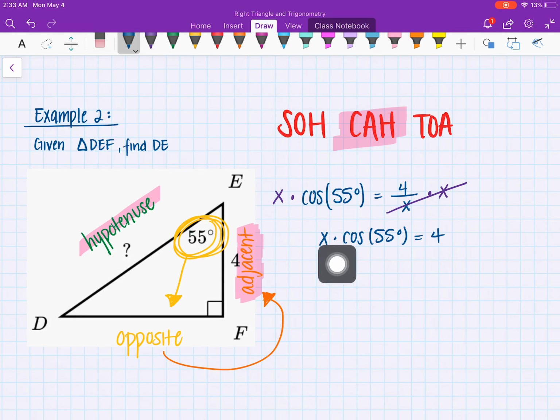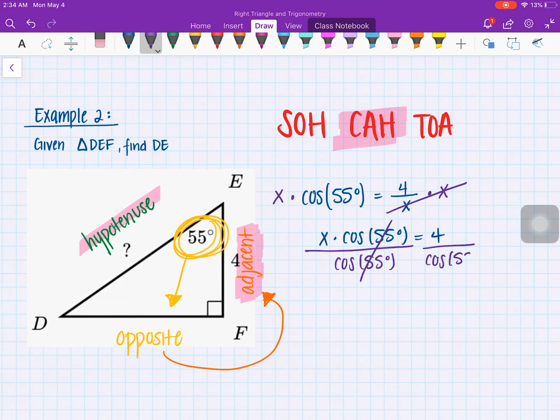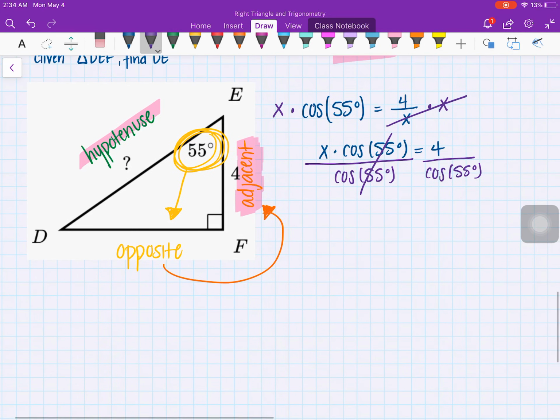Now, from here, we still need to isolate our x. So what we have to do now is divide everything by cosine of 55 degrees, and we're going to repeat this on both sides. So in this case, x equals whatever value we get when we do 4 over cosine of 55 degrees.